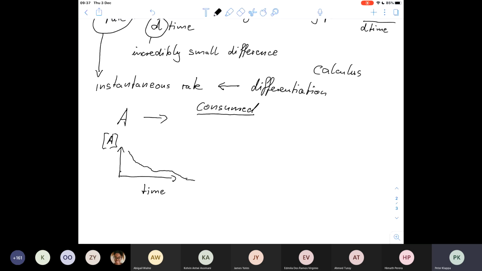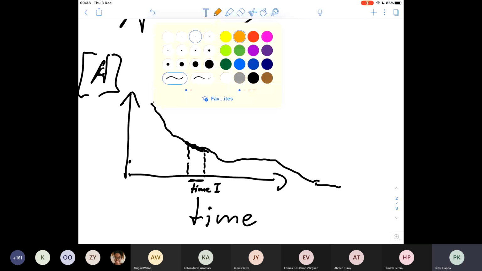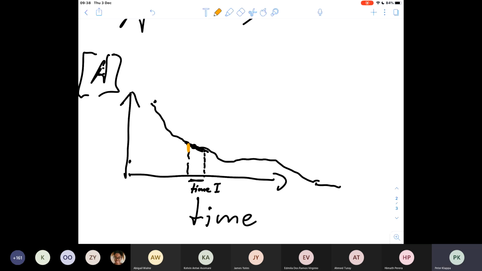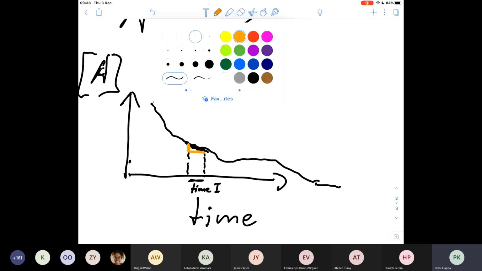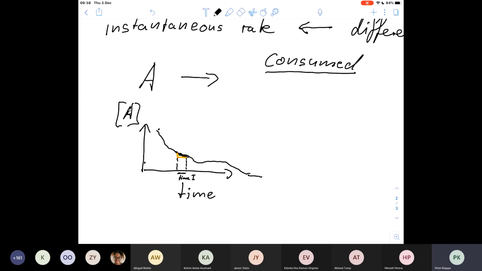Now we can determine the speed of the reaction at any point here with exactly the same thing that we've done before. We just choose a time interval, and we check how much of the substance has changed. So we form the gradient at that point here. So we measure, if you like, the instantaneous rate for the reaction.